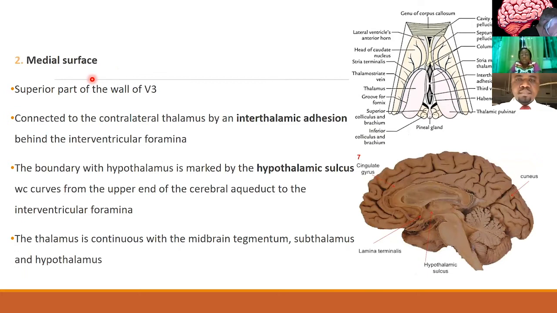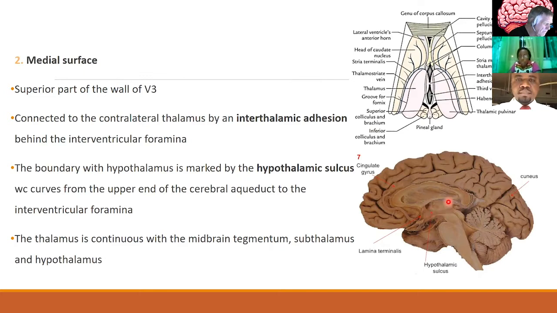The medial surface of the thalamus forms the superior part of the wall of the third ventricle. It is connected to the contralateral thalamus by the interthalamic adhesion behind the interventricular foramina. The hypothalamic sulcus forms the boundary between the hypothalamus down and the thalamus upward. It curves from the upper end of the cerebral aqueduct to the interventricular foramina.